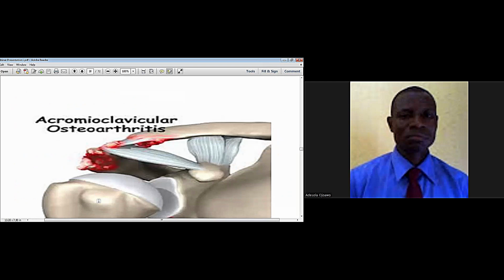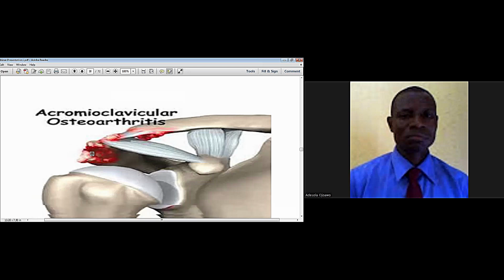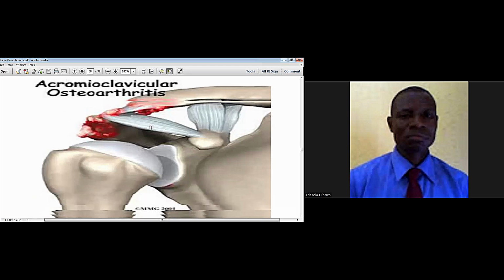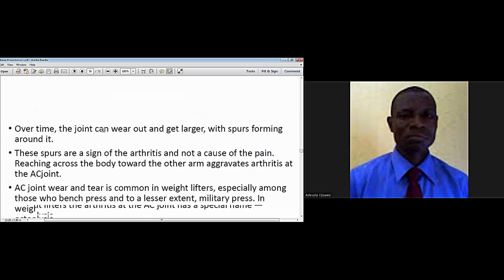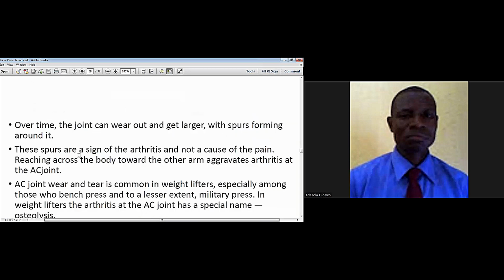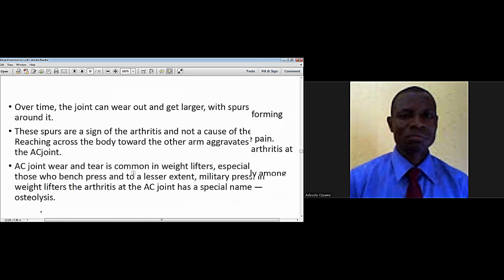There'll be severe pain whenever the patient is moving the joint, and there'll be swelling of the joint. Over time, the joint can wear out and get larger with spurs forming around it. These spurs are a sign of arthritis. AC joint wear and tear is common in weightlifters, especially those who bench press and do push-ups. It can happen there.